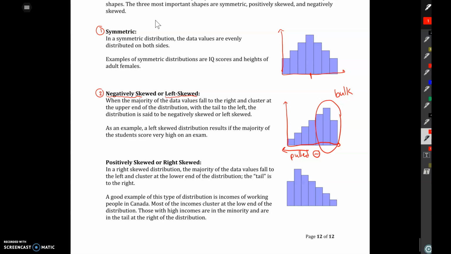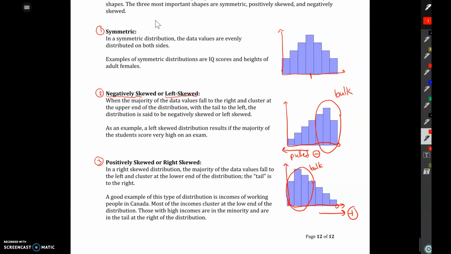The opposite of negative or left skewed is data that's positive or right skewed. In that situation, what we see is we have a tail that's pulled to the positive direction of the x-axis or to the right of the graph, and the bulk of the data lies a little bit lower.